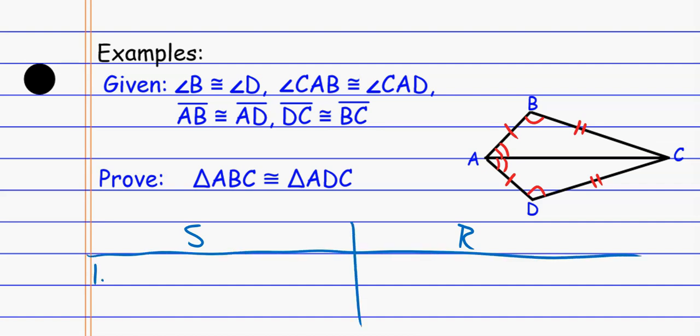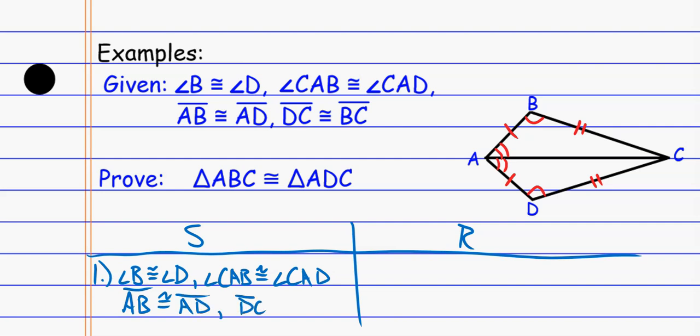I'm going to start with what I know, and I'm just going to list all of it, even though I might not use all of it right away. And that's my given. So now think about what I have so far. Right now I have almost everything. I just need to show one more set of angles and one more pair of sides congruent in order to have all the pieces here.